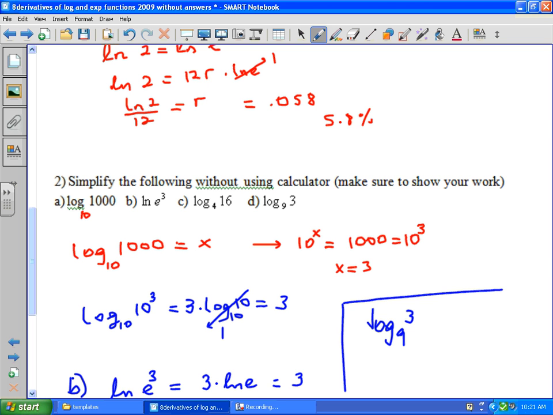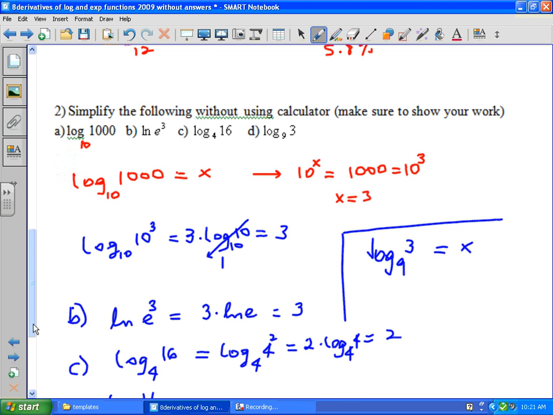You can still do it in your head. If you think about it, this represents what power should I raise the 9 to get a 3? 1/2, so the answer will be 1/2. But if you want to do it the longer way, you can say this is equal to x, right? And then write an exponential form. 9 to the x is equal to 3.